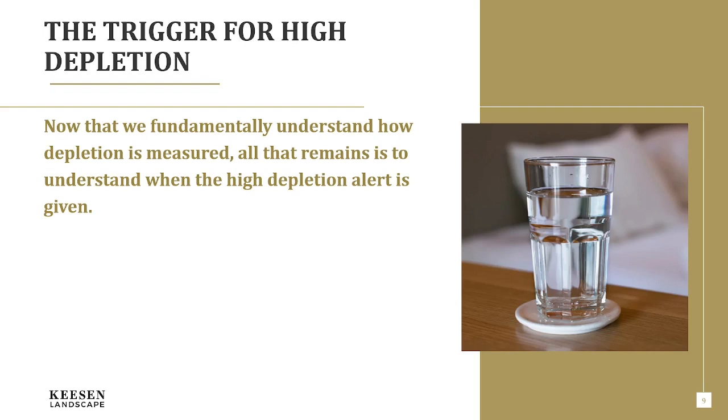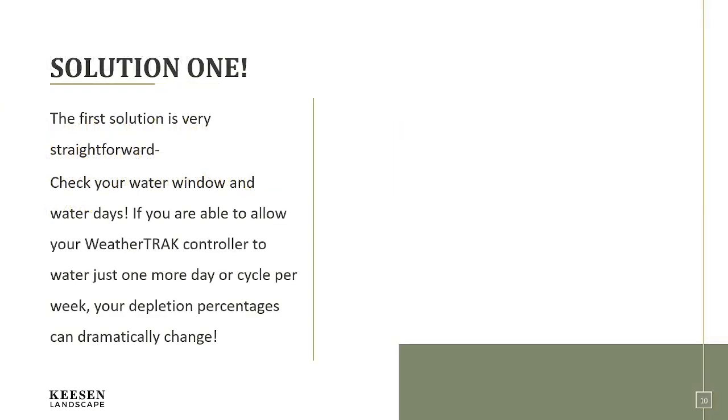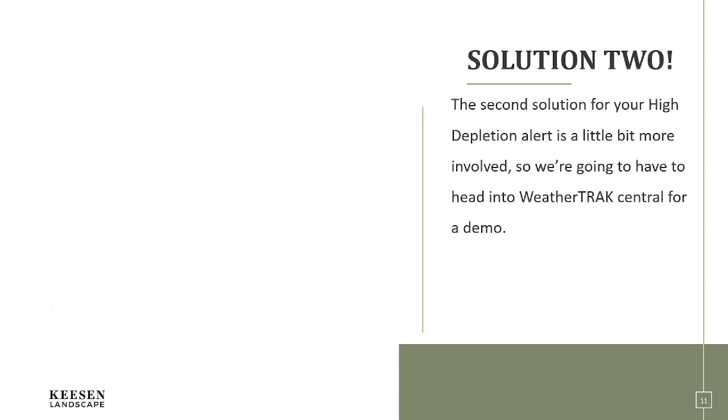Now that we understand the factors that go into determining the high depletion alert, we can accurately solve this alert with two simple solutions. The first solution is very straightforward. Go to WeatherTRAK Central and check your water window and water days. If you're able to extend that water window or allow another water day, your depletion percentages can dramatically change for the better. The second solution for your high depletion alert is a little bit more involved, so we're going to have to head into WeatherTRAK Central for a demo.